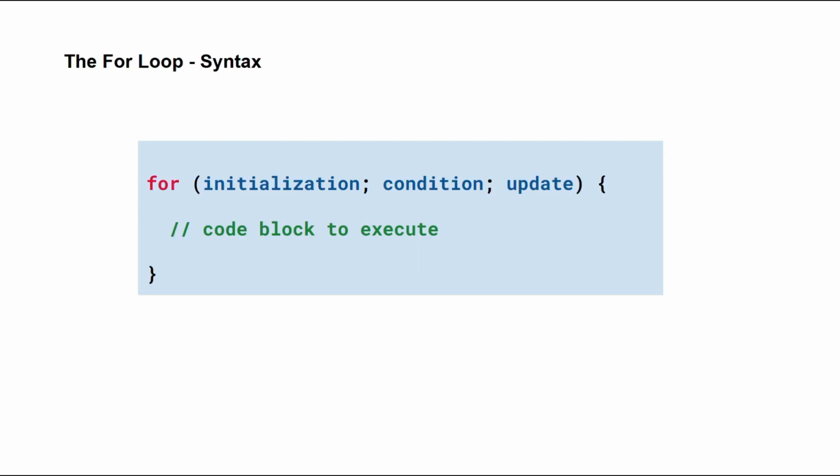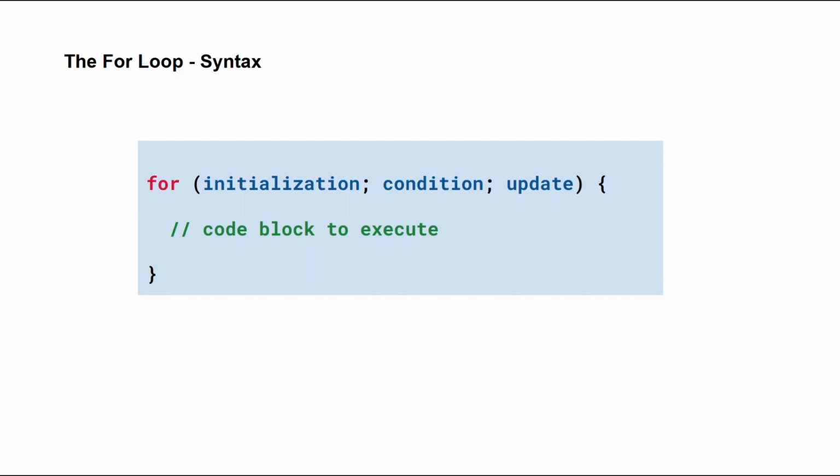Here you can see the syntax of the for loop in Java. Initialization runs once before the loop starts. Condition. The loop runs as long as this condition is true. Update. Runs after each iteration of the loop.